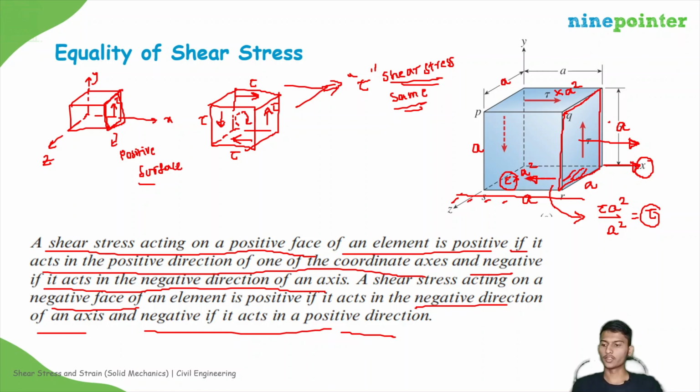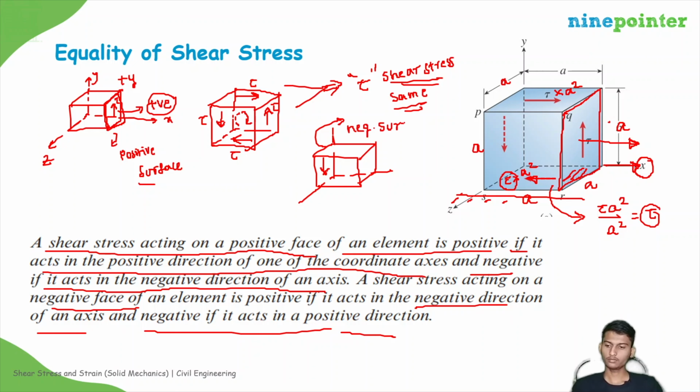So for a positive surface, the shear stress is positive if it acts in any one of the positive directions of the axis, right? So here the shear stress is acting along the positive y direction. So here it is positive, right? If you consider over here, the direction is like this, right? So this is a negative surface, right? This is a negative surface.